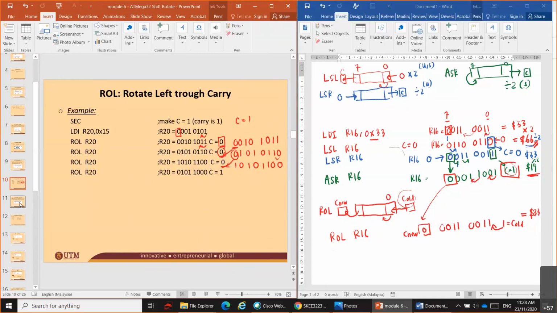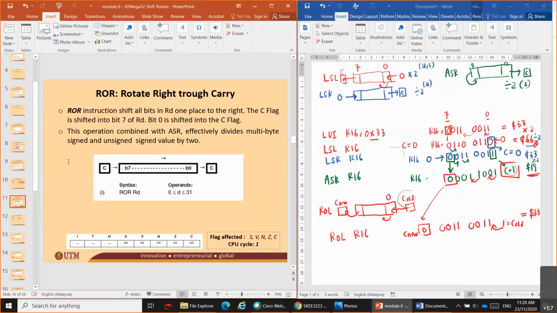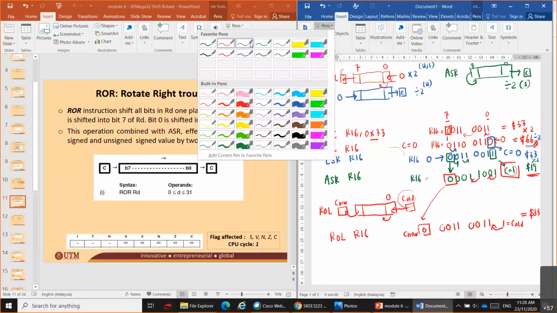Next, we have the ROR. The ROR stands for rotate right through carry. The ROR instruction shifts all the bits in Rd one place to the right. The C flag is shifted into bit 7 of Rd, while bit 0 is shifted into the C flag. So again, for this ROR, you have two Cs. One is C old, the other one is C new.